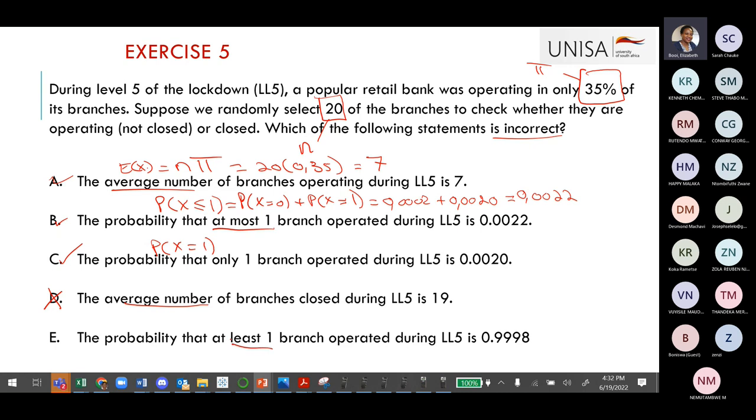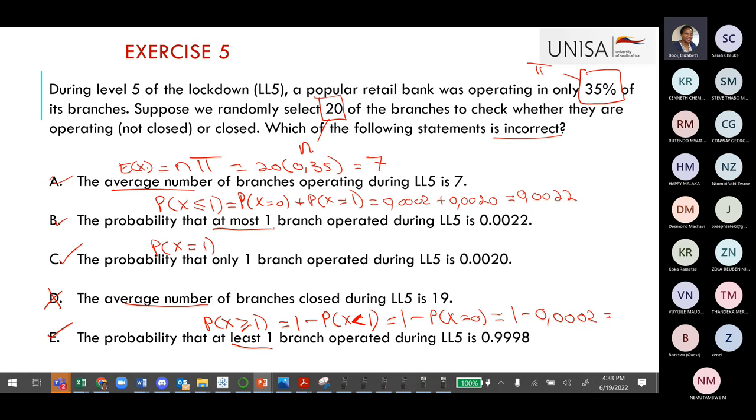And the probability that at least 1, so the probability that X is greater than or equal to 1, you can find this by saying 1 minus the probability of X is less than 1. It does not include 1, right? So that will be 1 minus the probability that X equals 0, which is 1 minus 0.0002, which is 0.9998. Yes. And that's how you will answer some of these questions.